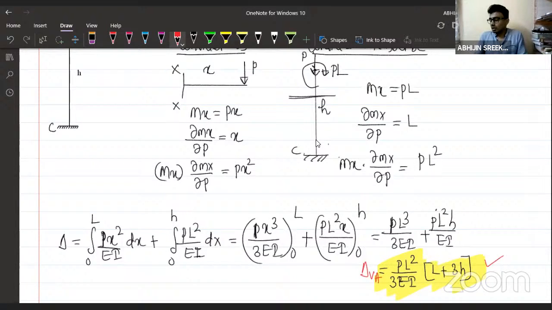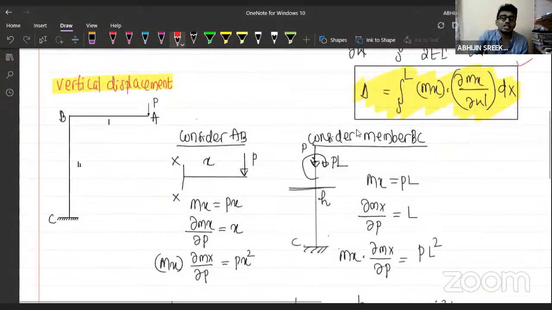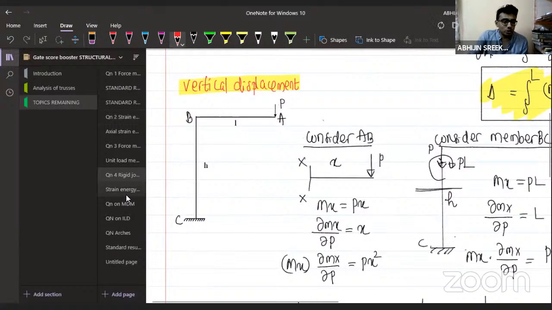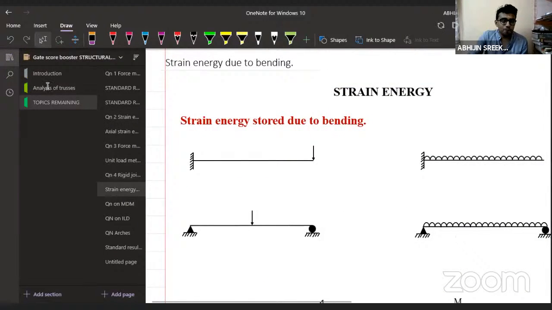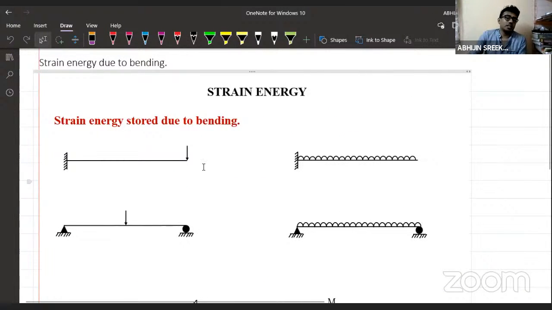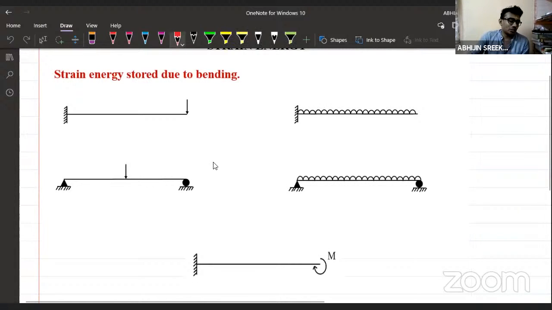Simple integration, no difficult integration procedures are involved there. Very easy. Calculate the vertical displacement. And if you are not interested in this integration, you can simply use these equations, right? We know what is the strain energy stored in these members, right? What is the strain energy stored here? Exactly, AB. Very good.